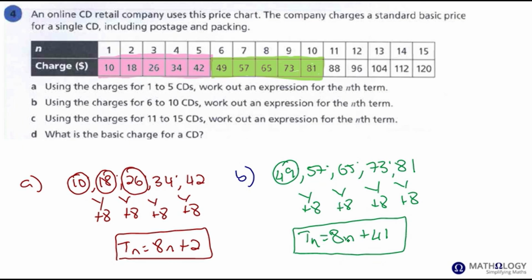When n equals 2, the second term must be 57. 8 times 2 is 16. 16 plus 41 is 57. So that checks out. When n equals 3, the third term must be 65. 8 times 3 is 24. 24 plus 41 is 65. So the first two terms check out. This is the correct nth term for that sequence.